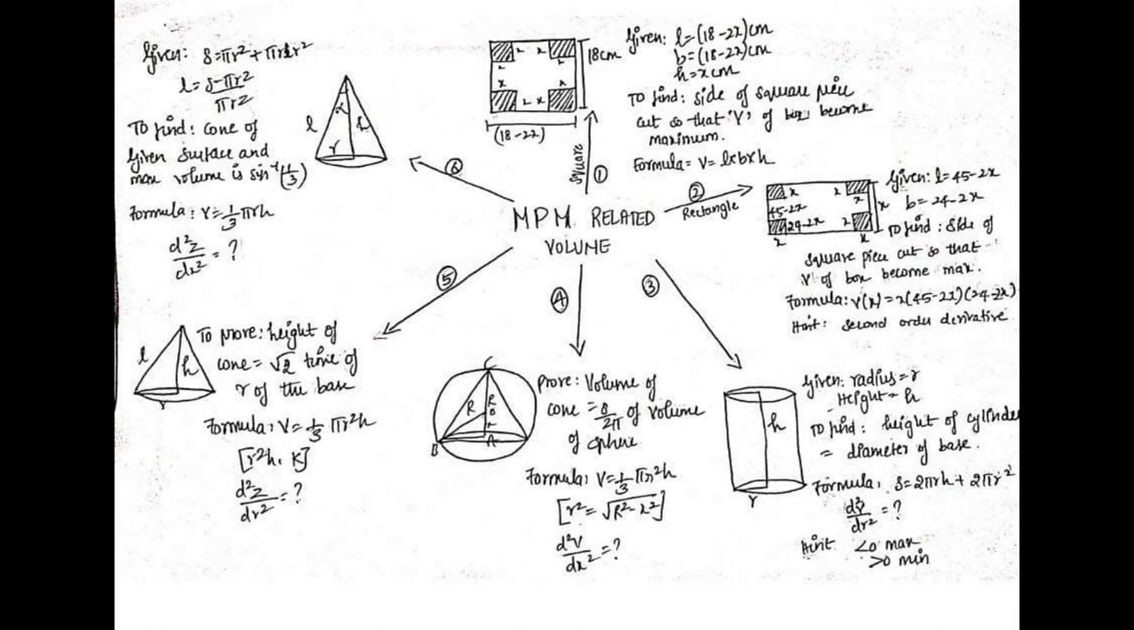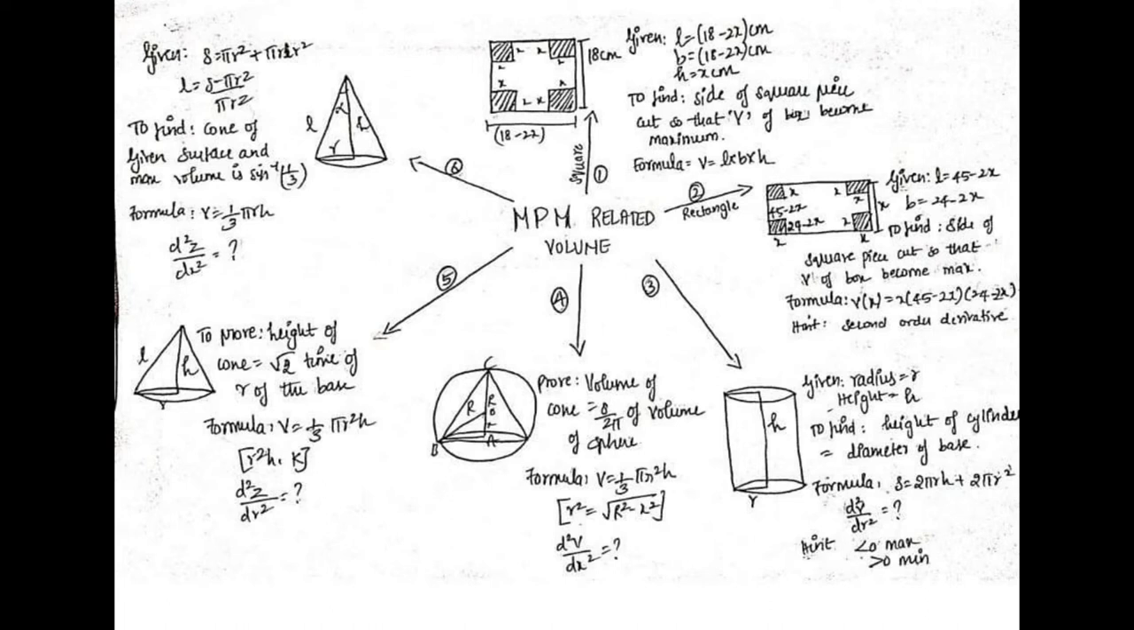Third one. Given: radius is equal to r. Height is equal to h. To find: height of cylinder is equal to diameter of base. Formula: S, surface area, is equal to 2 pi r h plus 2 pi r square. d square V by dr square is equal to what? Hint: if the answer is less than 0, then it is maximum. If it is greater than 0, then it is minimum.